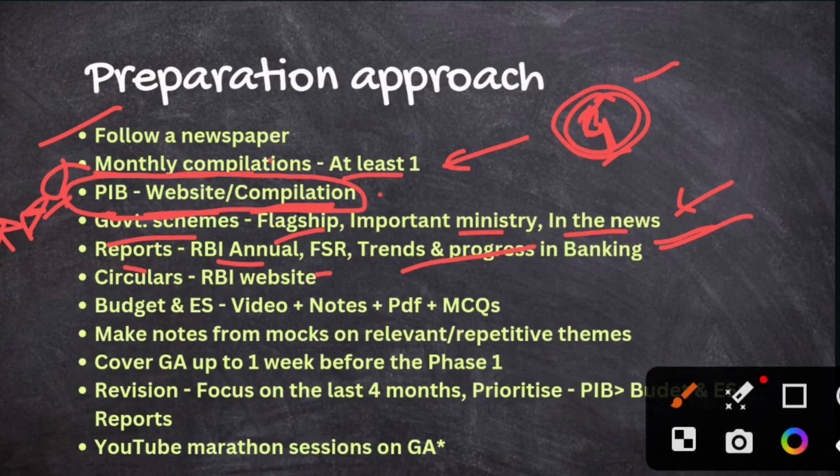Then reports. We have certain reports: annual report, financial stability report, trends and progress in banking report. These are mainly RBI reports, which are really important. Other reports, for example if some report from NITI Aayog comes, that also becomes important, but those will usually be covered in the PIB. For these reports, I would suggest you go through separate videos on YouTube and make your own notes and mug up those facts. It will be hardly 1-2 pages of notes. Then you can mug it up and revise them again and again.